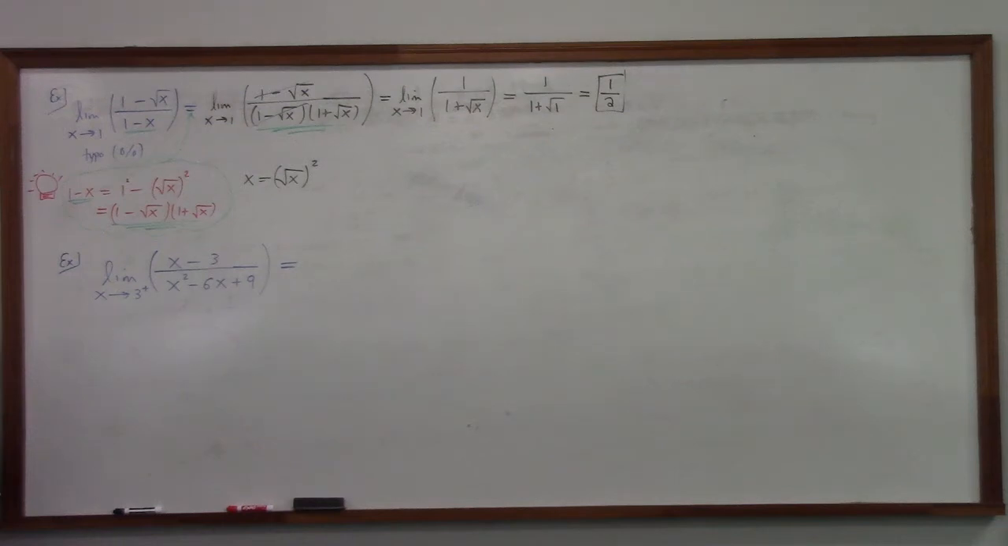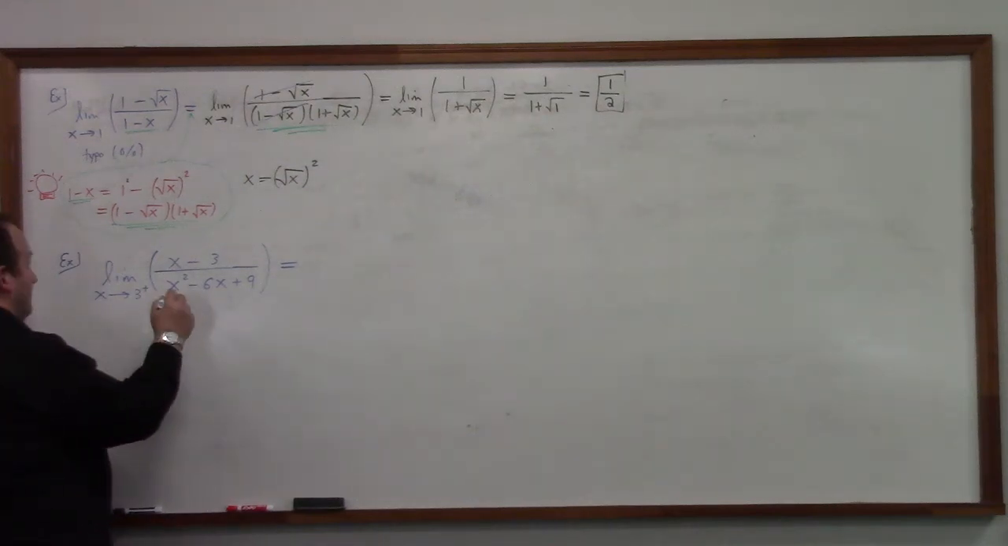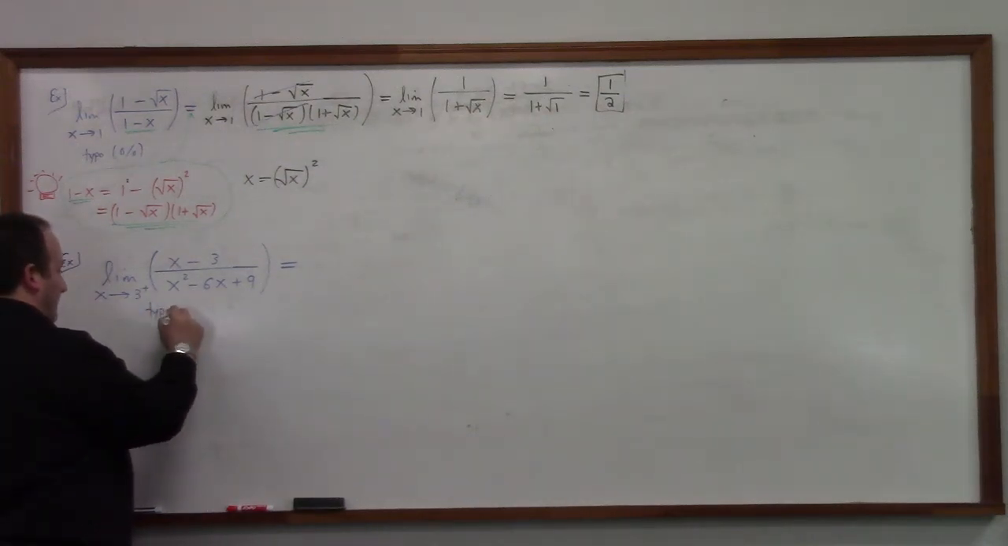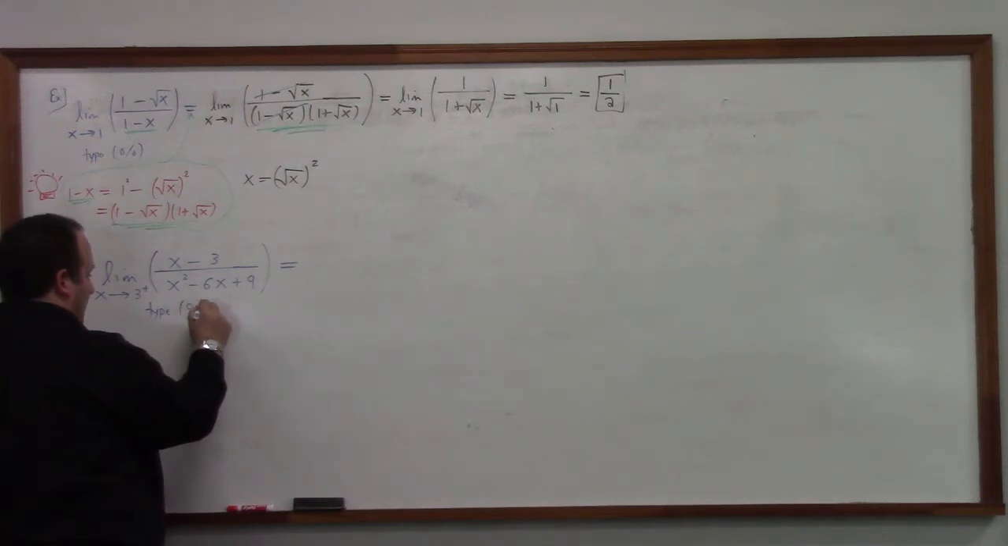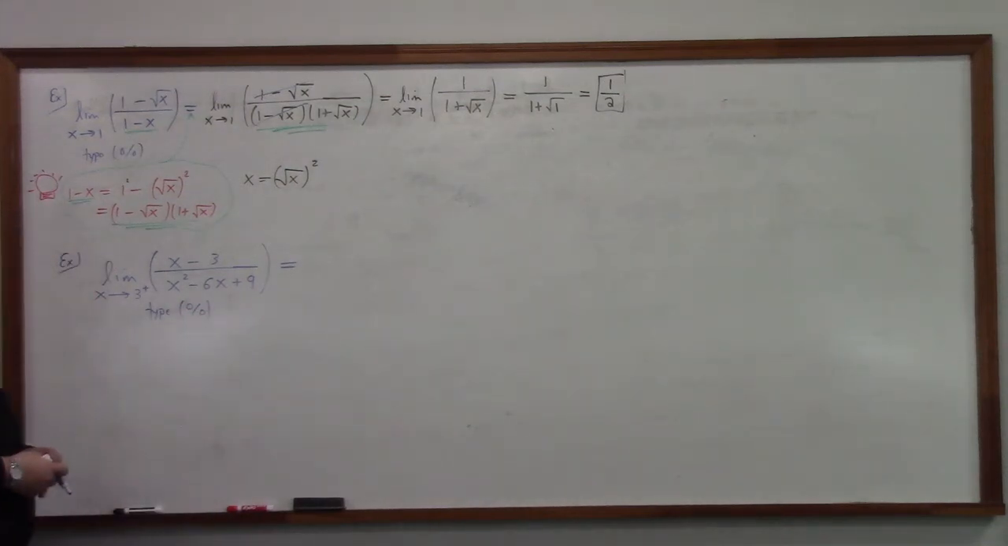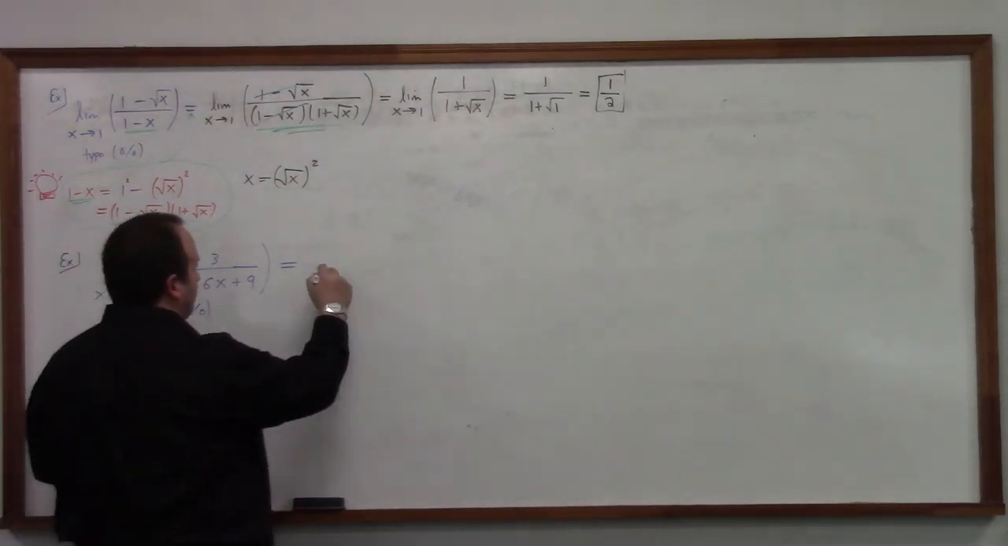I mean, we do what we always do, right? To start with, we try plugging in the number. What happens? 0 on the top, 0 at the bottom, right? But, okay, so it's type 0 over 0. So that means I can't just plug the number in. I have to do some algebra. What algebra would you suggest we do?